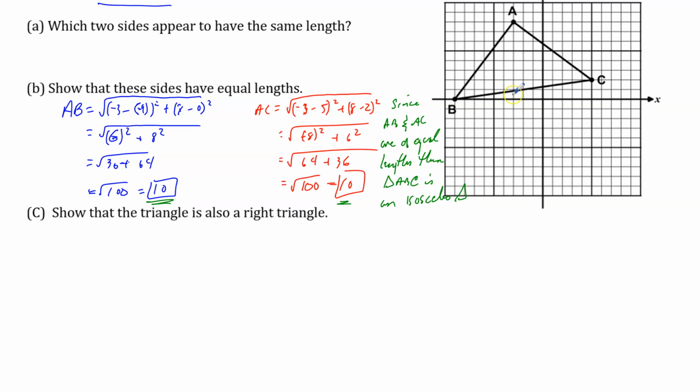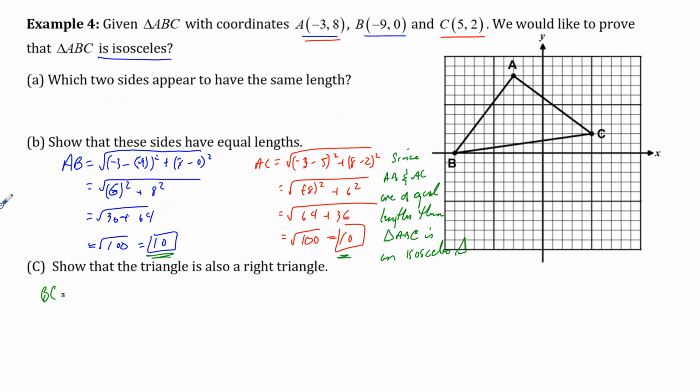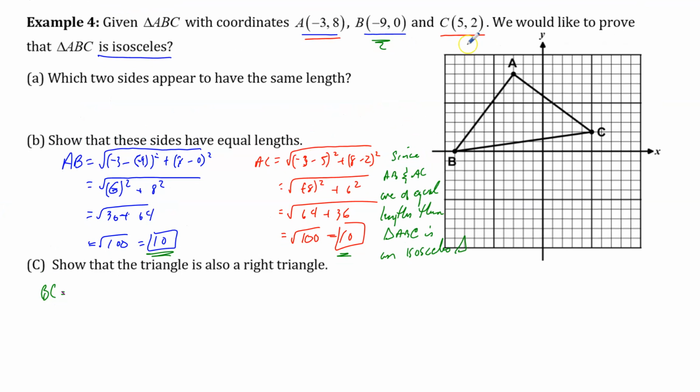So I am actually going to have to find BC. So let's figure out what that is right now. Let's just scroll back up here for a second so I can see the numbers. So B and C, square root of -9 minus 5 squared plus 0 minus 2 squared. So I'm going to get here, it's -9 minus 5, so it's -14.